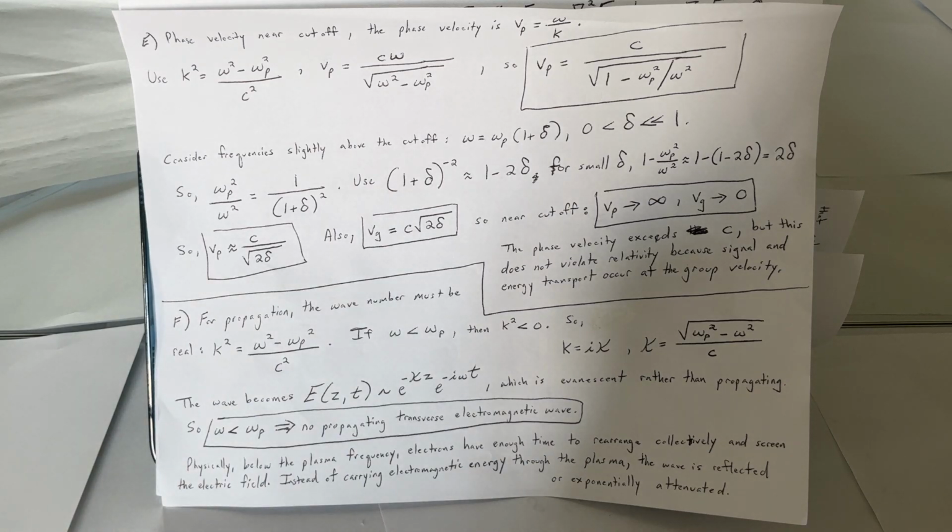Physically, below the plasma frequency, electrons have enough time to rearrange collectively and screen the electric field. So instead of carrying electromagnetic energy through the plasma, the wave is reflected or exponentially attenuated.